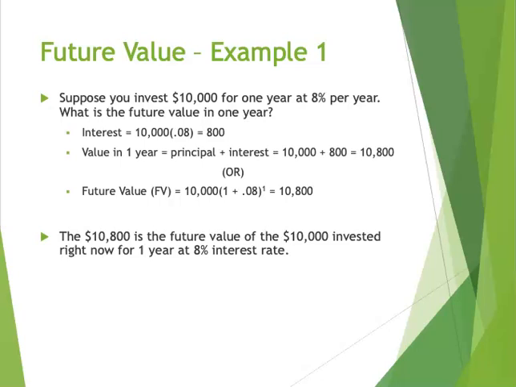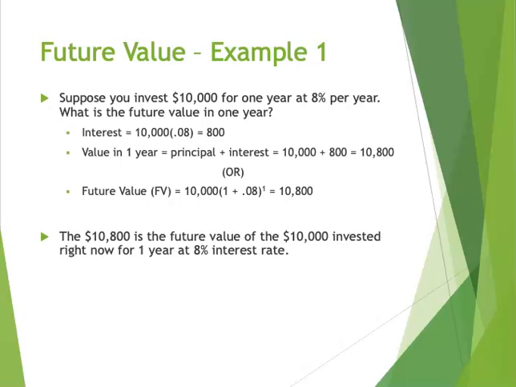So let's look at an example for future value. Let's say you invested $10,000 for 1 year at 8% per year. I'm going to walk you through this example from the future value formula and from a simple mathematical calculation. From a simple calculation, the interest you would earn would be 8% times the 10,000, which would be 800 at the end of year one. So your total value at the end of year one would be your principal plus the interest, making it a total of 10,800.